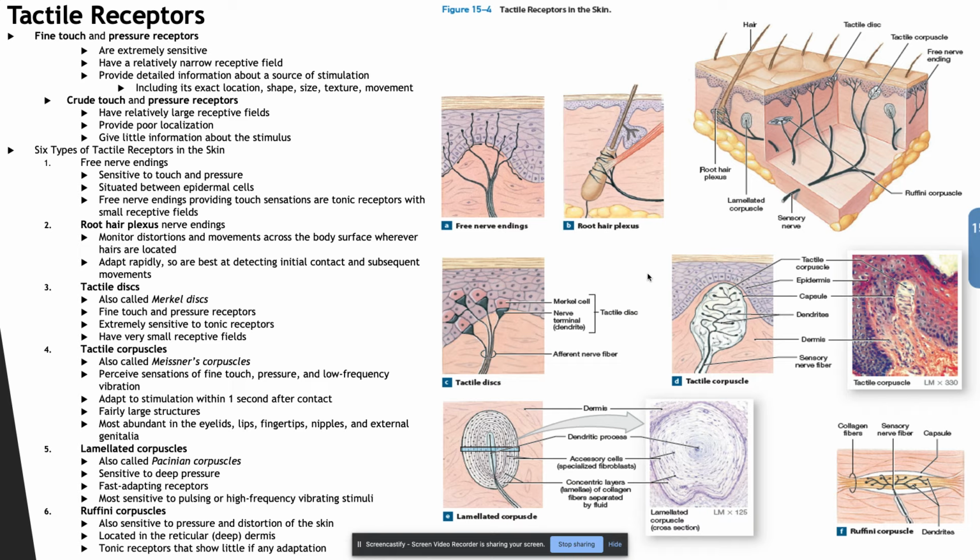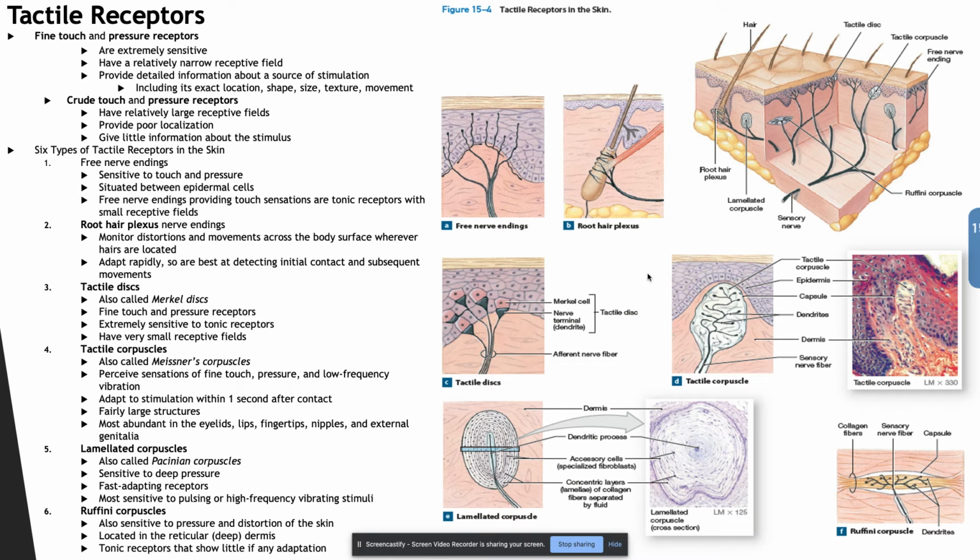So, tactile receptors. Fine touch and pressure receptors provide detailed information about the source of the stimulus, including its exact location, size, shape, texture, and movement. And these receptors are extremely sensitive and have narrow receptive fields. Crude touch and pressure receptors provide low or poor localization. They give little additional information about the stimulus because they have large receptive fields. Tactile receptors range in complexity from free nerve endings to specialized sensory complexes with accessory cells and supporting structures.